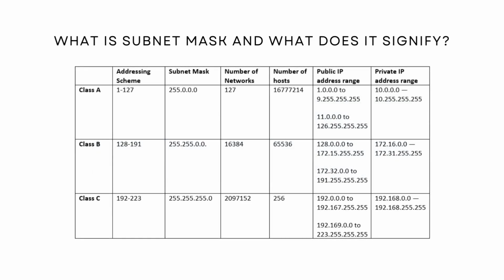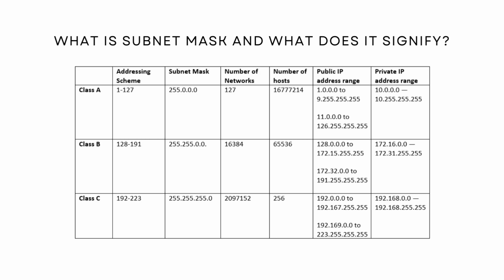As you can see that each class has its own subnet mask and addressing scheme, and the number of networks, number of hosts and even the public IP address range and private IP address range are different for all the 3 classes. But first of all, we need to know what subnet mask is. A subnet mask is a binary pattern that defines which part of an IP address represents the network portion and which part represents the host portion. In other words, it helps a computer determine whether another computer is on the same network or on a different network.